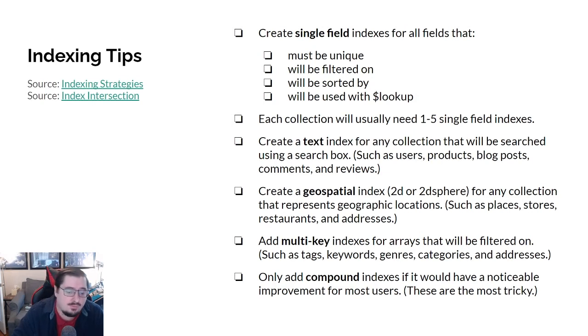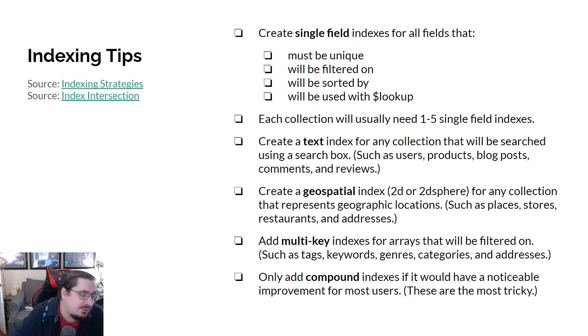And then finally, only add a compound index if it would have a benefit. The rest of these indexes, especially single field indexes and text indexes, I say you should add them even if not all your users are going to use them, because at least enough users are going to get benefit out of them to make it worthwhile.